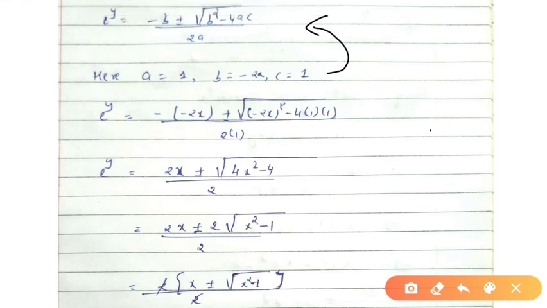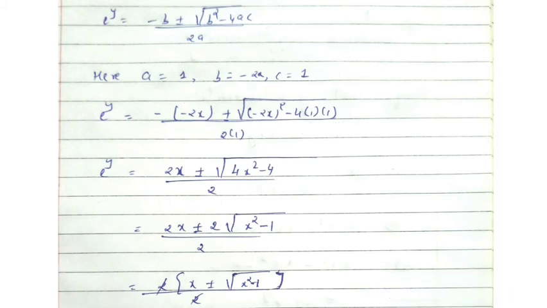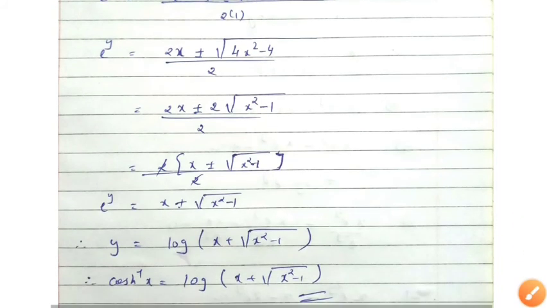You get e raised to y equal to, in place of b I have written minus 2x, in place of a 1, and in place of c 1. Now I will simplify this. Minus minus will become plus, so this will be equal to 2x. Here 2x square will become 4x square, and the rest part is 4. Okay. Next I will simplify it more.